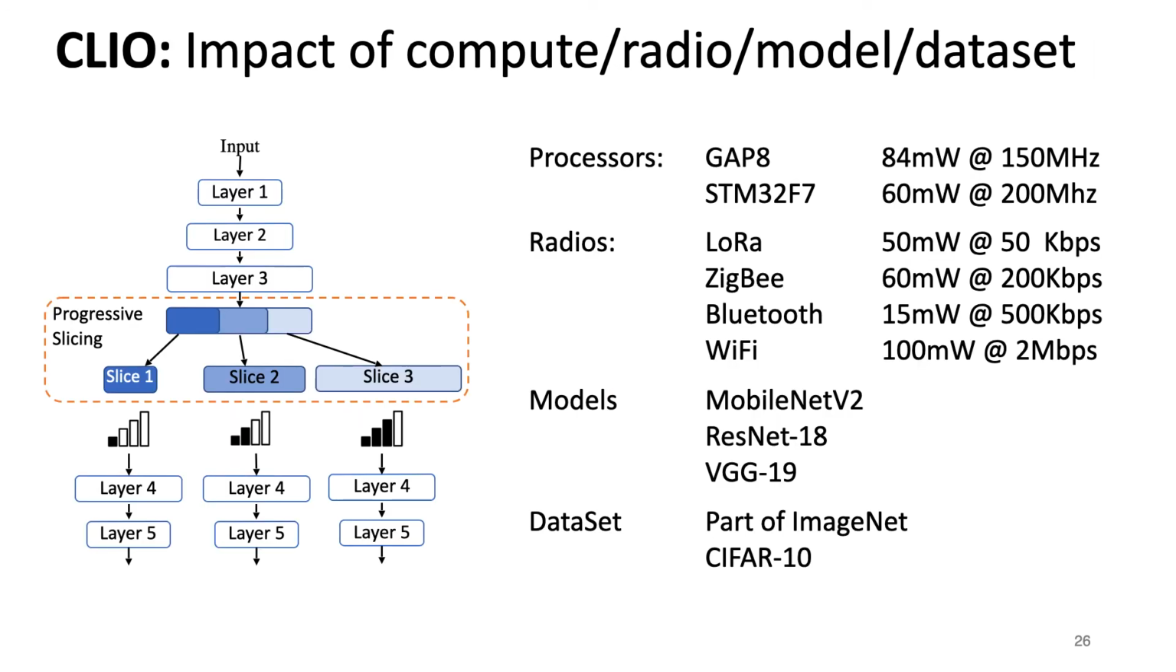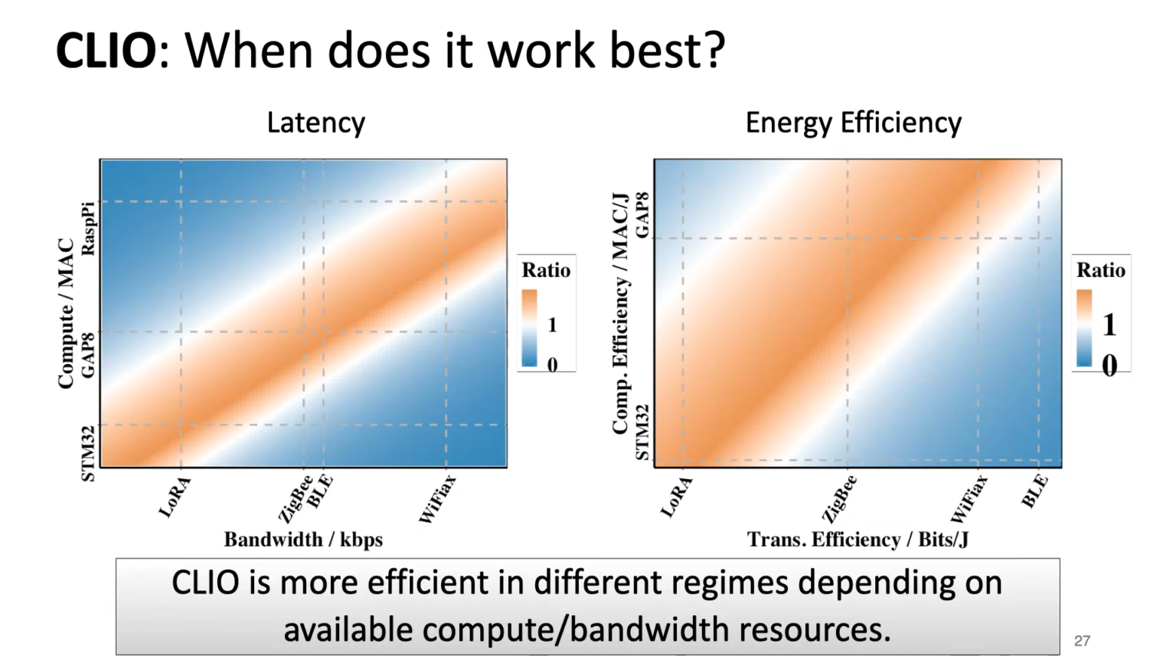Another thing that we wish to evaluate is when CLIO will be better for different hardware settings. And as we can see, the regime where CLIO is better lies in between the two empirical methods of JPEG compression and model compression. CLIO is more efficient in different regimes depending on available compute and bandwidth resources.